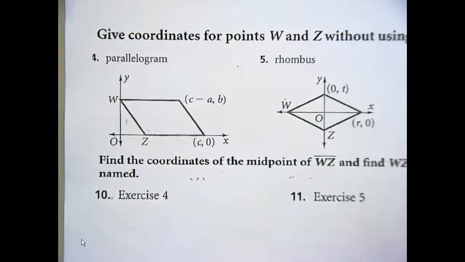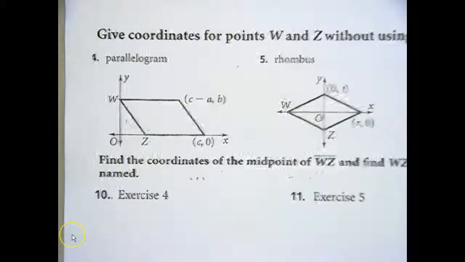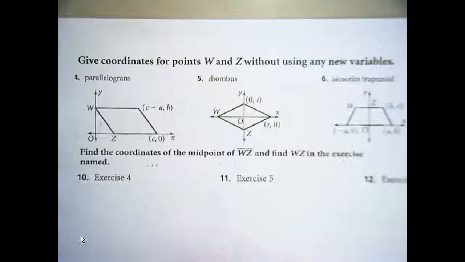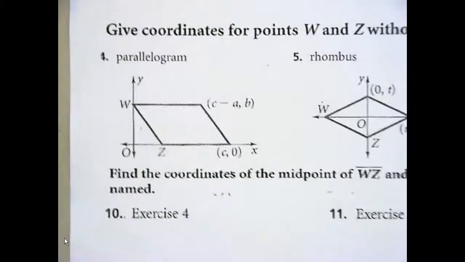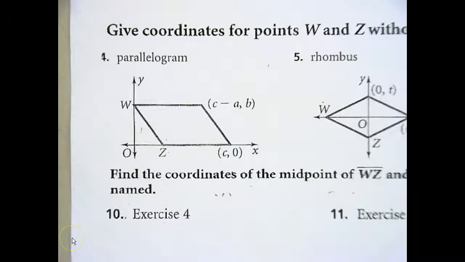Okay, take a look at the back side of this. Hey, I don't want to do all these, but I want to try number 4. So, once again, give the coordinates W, Z, without using any new variables. That's kind of a tougher one, and then we'll do number 10 and call it good there with these. Talk with your neighbors, W and Z.